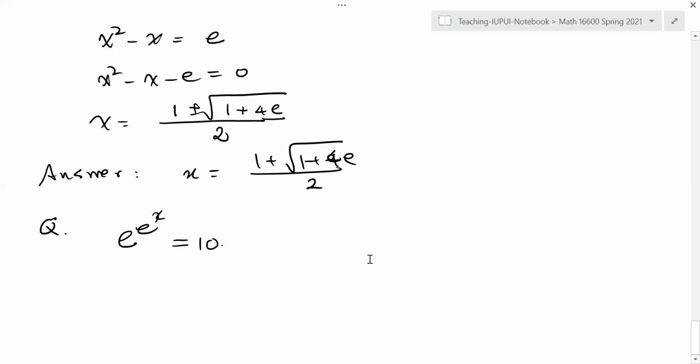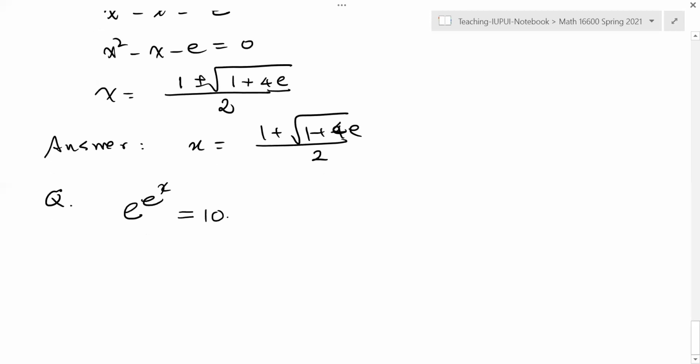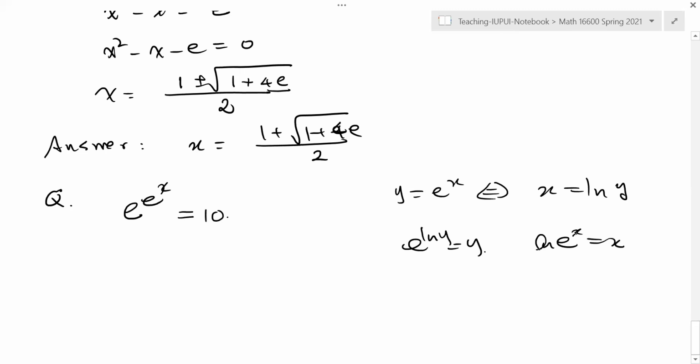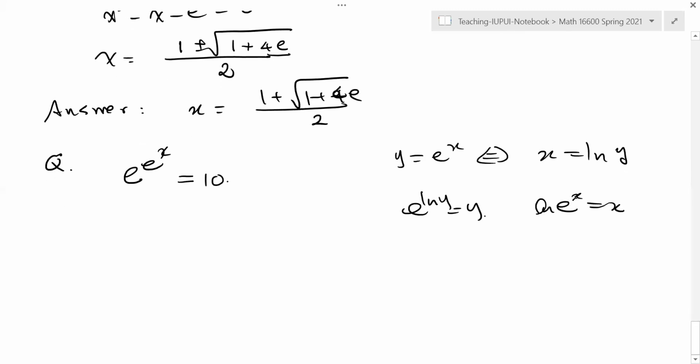Right, so again, there are a couple of ways to do this. I prefer to record the definitions of natural log. The definition: y equals e to the x is equivalent to x equals natural log of y. Another identity you can use is e to the natural log of y equals y, and natural log of e to the x is going to be x. So you can use any of them to solve the problem. Let's use this one to solve it.